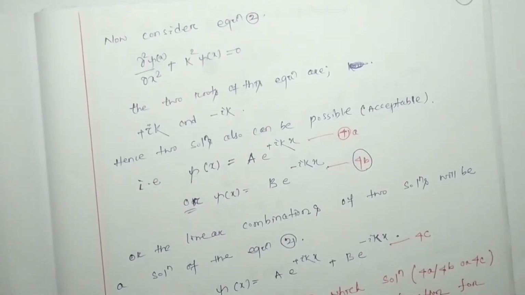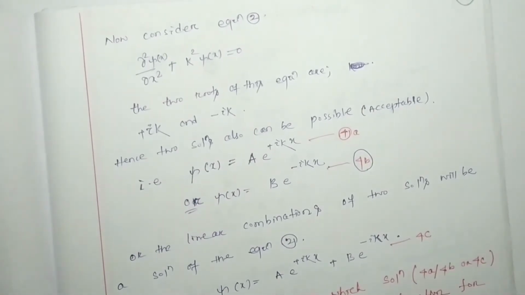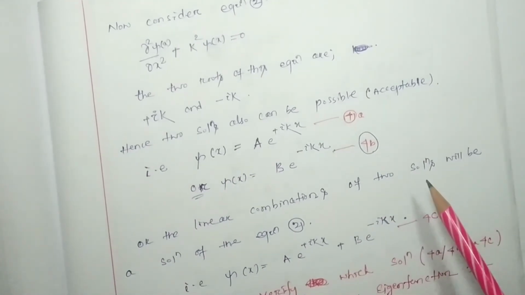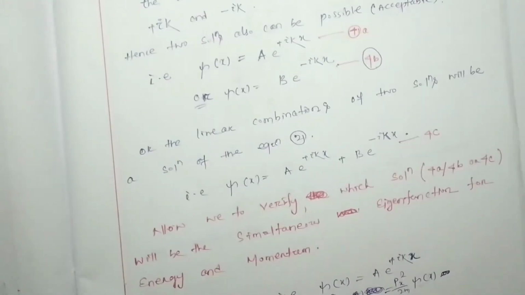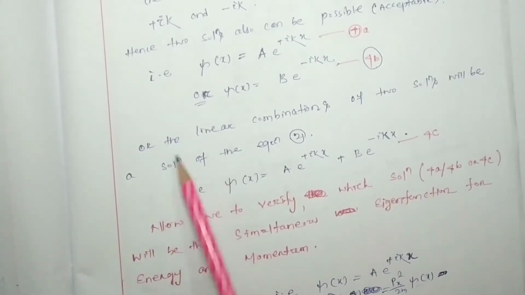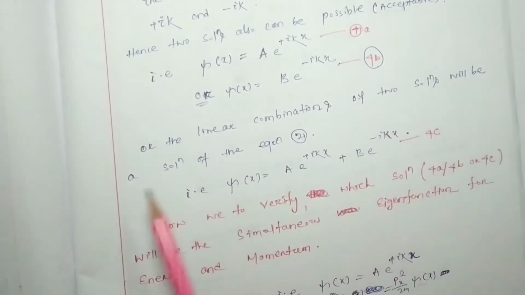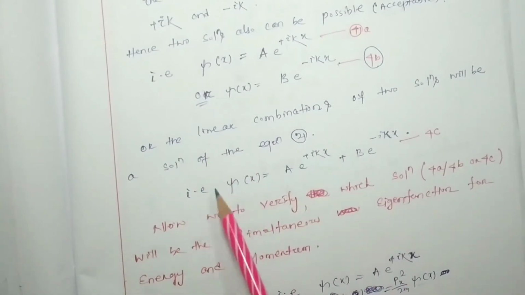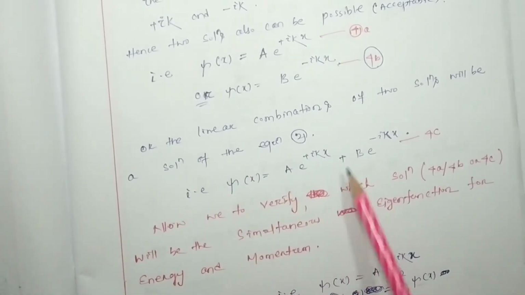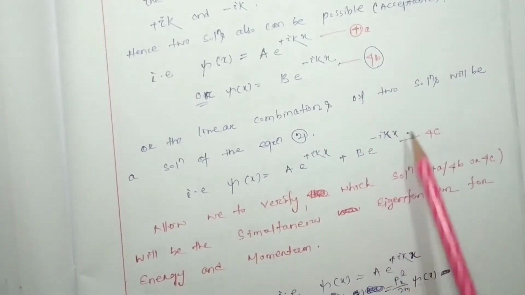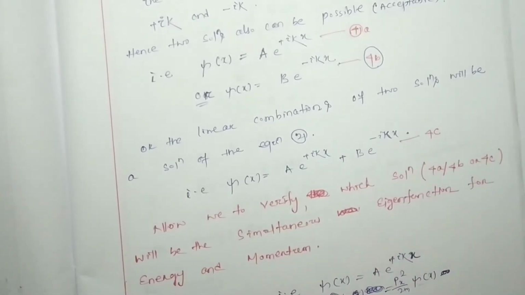And we can take the linear combination of those two solutions, which is also called a solution of the differential equation. So here the Wronskian is not equal to 0, hence the linear combination of the two solutions will be a solution of equation number 2, that will be psi x equal to a e to the plus ikx plus b into e to the minus ikx. Let it be equation number 4c.